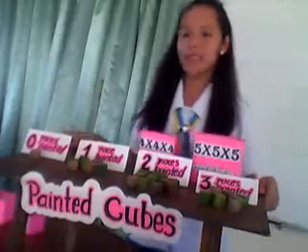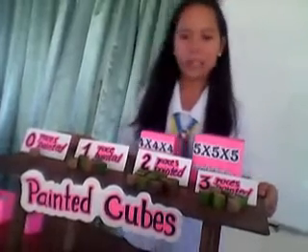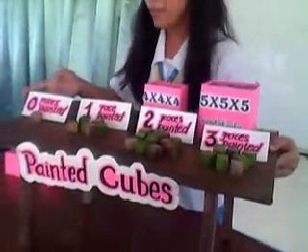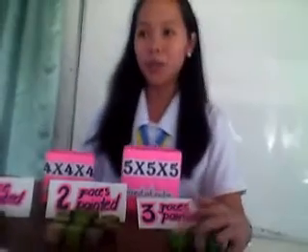Now, to identify how many cubes had 3 faces painted, 2 faces painted, 1 face painted, and no face painted, we're going to count the number of cubes. So 1, 2, 3, 4, 5, 6, 7, 8. So there are 8 cubes with 3 faces painted in a 3 by 3 by 3 size of cube.